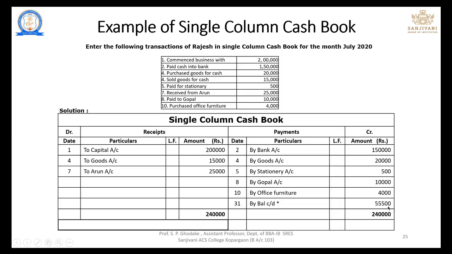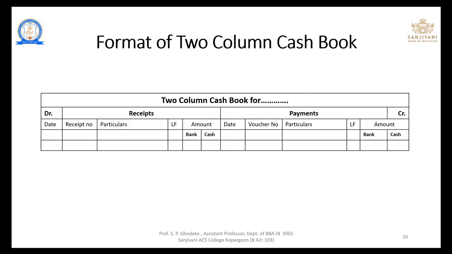So we have cash in hand 55,000. So this will be the opening, that is the amount available with the business. So on 1st August we have a balance brought down of 55,500. So now you are clear with single column cash book.